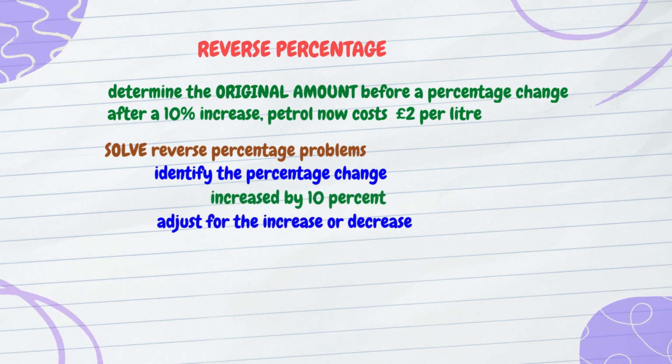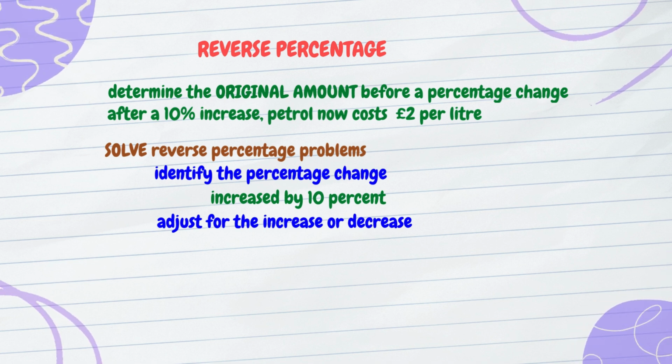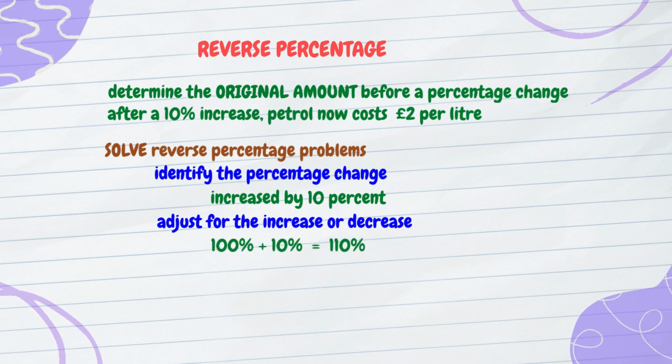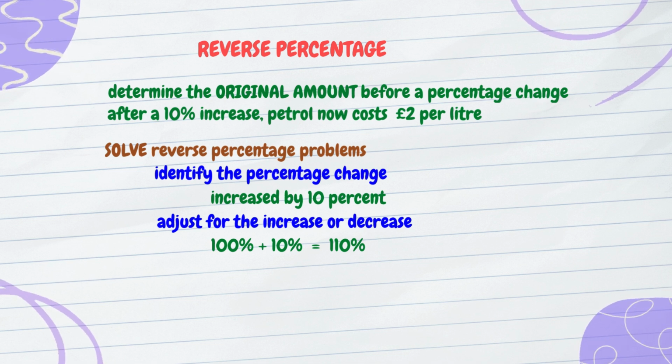Second, adjust for the increase or decrease. Since the price increased, we add the percentage. 100% plus 10% gives 110%.